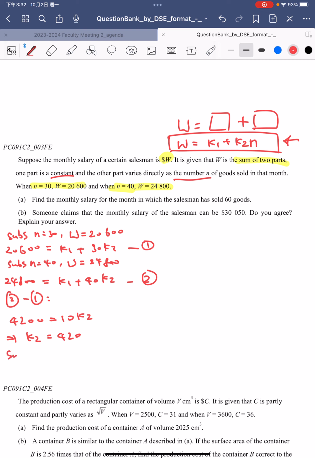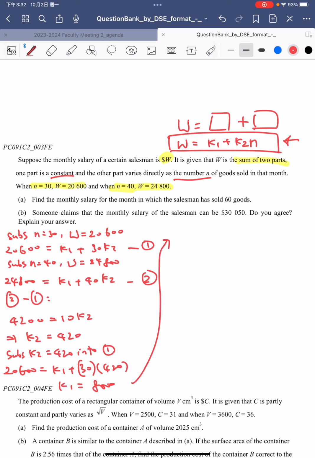So now we can substitute our k2 equal to 420 into the first equation. Then we have 20,600 is equal to k1 plus 30 times 420. Using a calculator, you can use 20,600 minus 30 times 420 to get k1 is actually equal to 8,000.